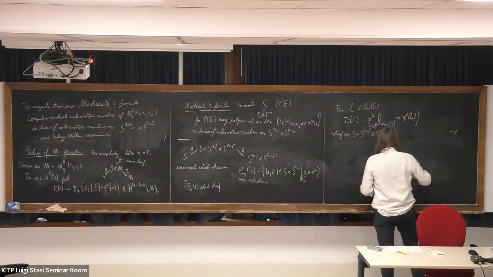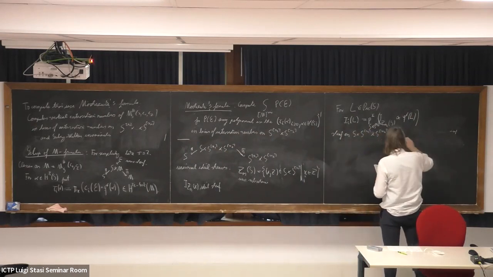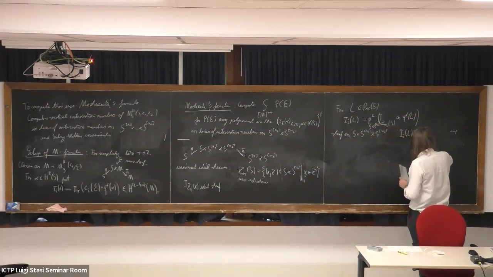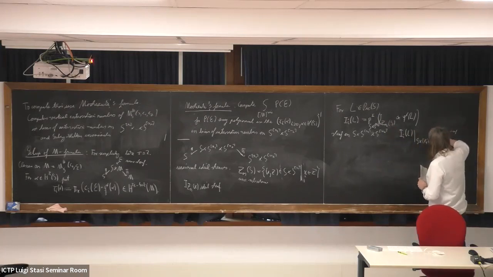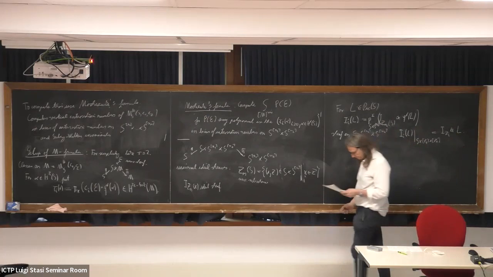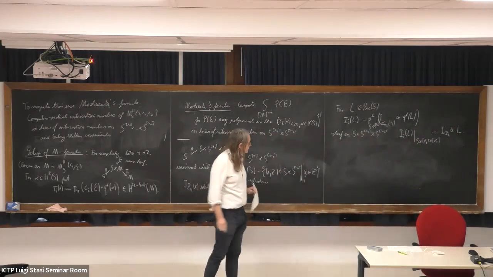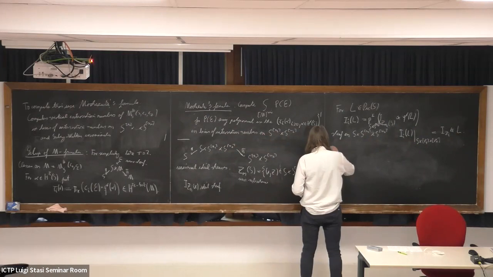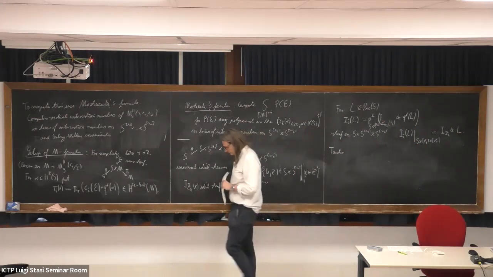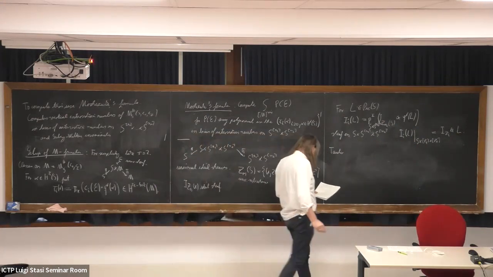And the fiber: if I look at my I and restrict it to S times the point corresponding to the subscheme Z, it is just equal to the ideal sheaf I_Z. That's right. And we also have the other things, as in the case of the vertical Vafa-Witten invariants, the tautological sheaves.